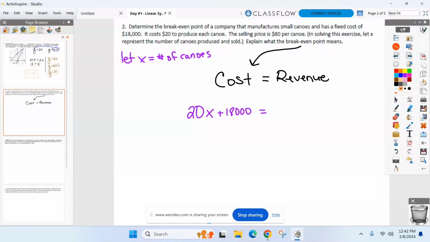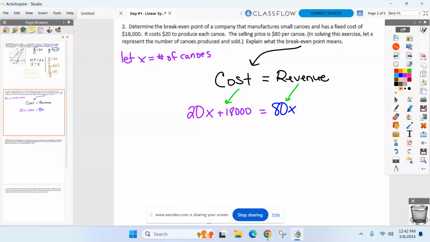Equal to, let's talk about the revenue. How much I'm going to make. How much do I make selling them? $80 for every canoe. So there's my equal. It's not two equations. It's only one. Here's my cost, and there's my revenue. You have to include the fixed cost on the cost side, along with how much it takes to make them. And you guys comfortable solving this? I'm not making a new equation.